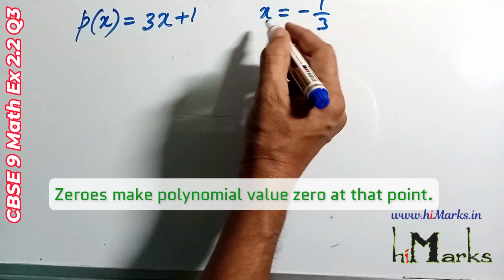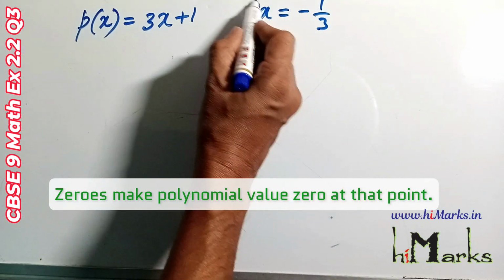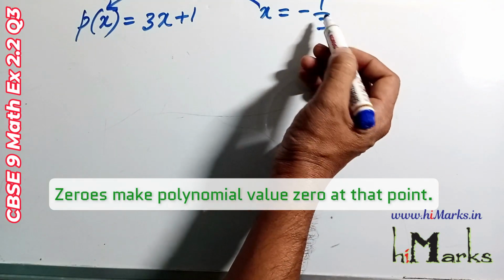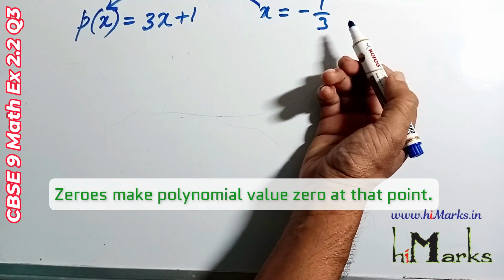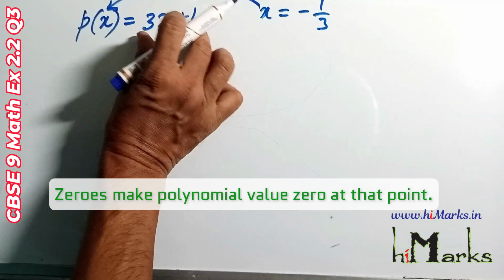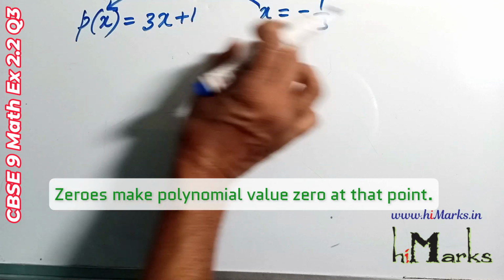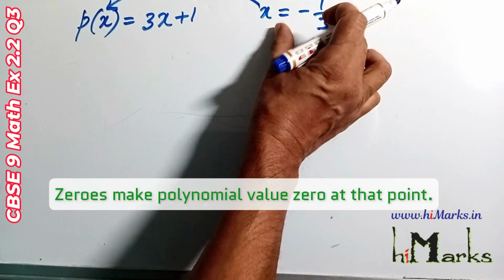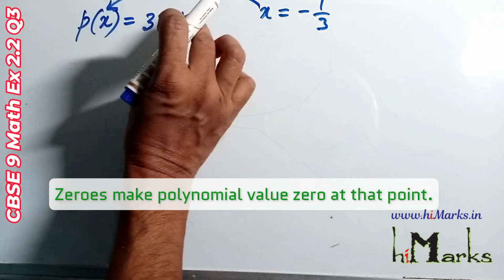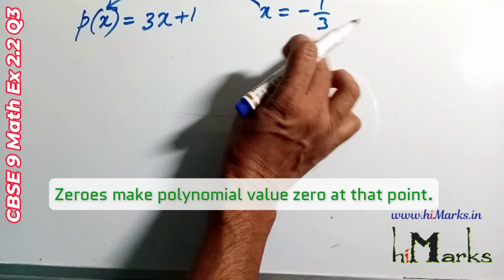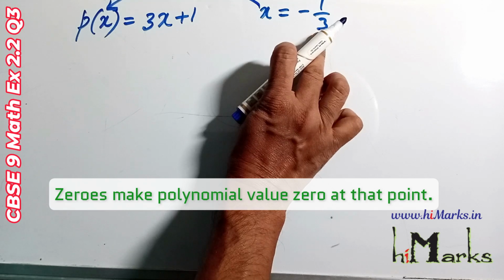Zeros means what? If we place this value in place of x, if I put minus 1 by 3, then we have to see that the right hand side, the value calculation part, if it becomes 0, then we say this is a zero of the polynomial. That means this value makes the polynomial 0. That is called a zero of the polynomial.